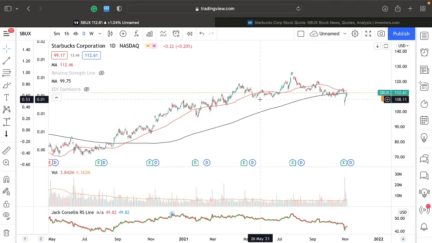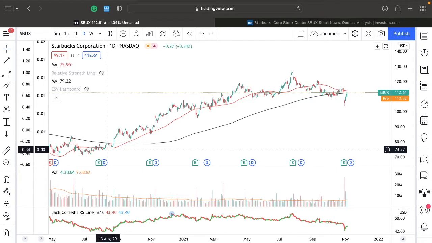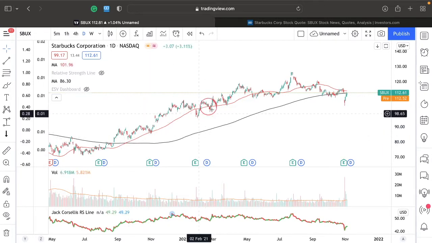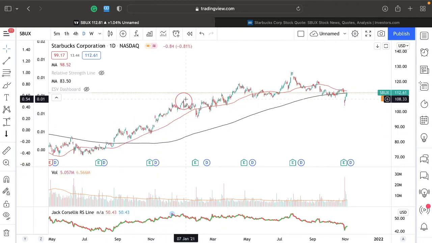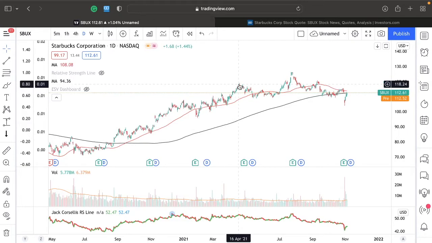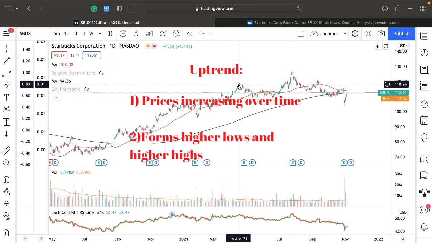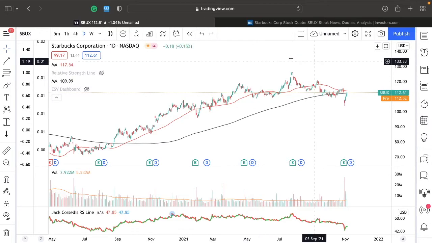And it's not just prices increasing generally over time that makes Starbucks stock on an uptrend. We can also see that Starbucks stock is forming higher lows and higher highs. So these are the lows over here. So this is one low, another low, another low, another low, another low over here. And this is a high, this is another high, and another high. So you see that Starbucks is forming higher lows and higher highs. So when a stock is generally increasing in price over time and the stock is also making higher lows and higher highs, we say that the stock is on an uptrend. So on this side of the chart over here, we say that Starbucks stock is on an uptrend.